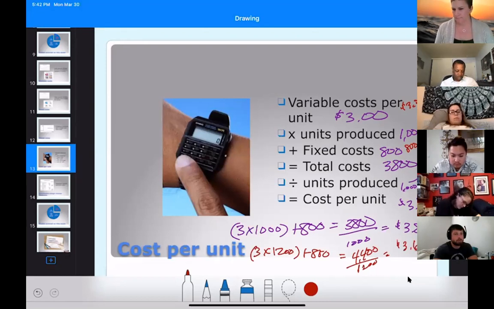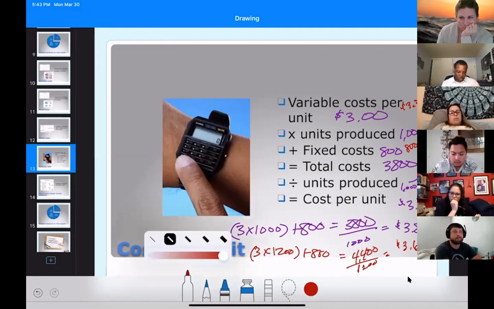Just a double check. The 1,200 is us trying another one. Is that what's going on right now? Yes, another example. So let's assume that purple was January and red was February.